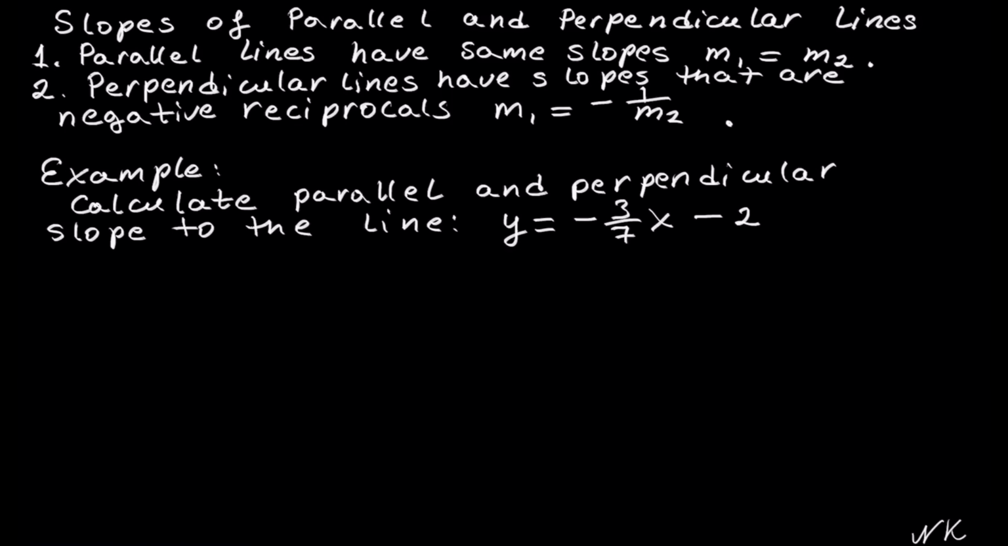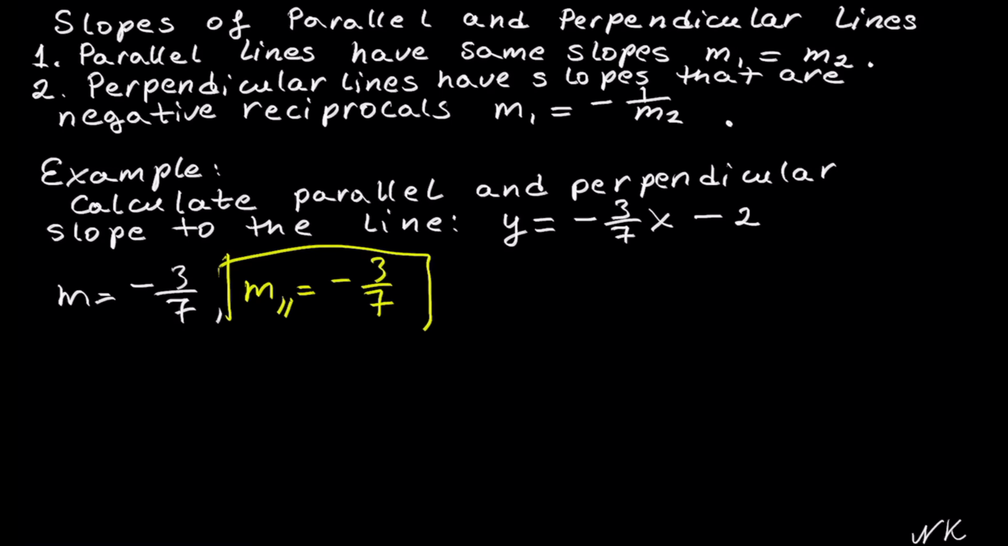In this example, we are going to calculate parallel and perpendicular slope to the line y equals -3 out of 7x minus 2. So the slope is -3 out of 7. This means that parallel slope is also -3 out of 7. This is our solution for parallel slope. Perpendicular slope is equal to -1 divided by the slope of the line given.